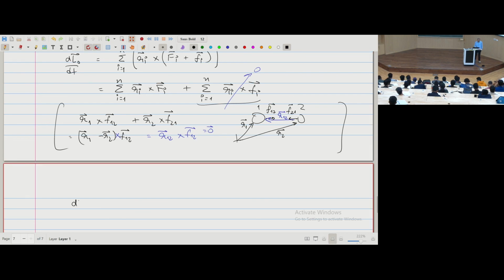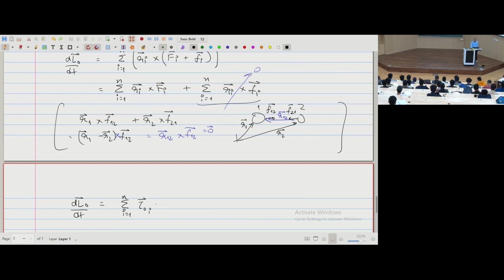So let's summarize. The time rate of change of angular momentum of the system about point O, which is the fixed point, is equal to the summation of the torques of external forces about point O. Is that clear?